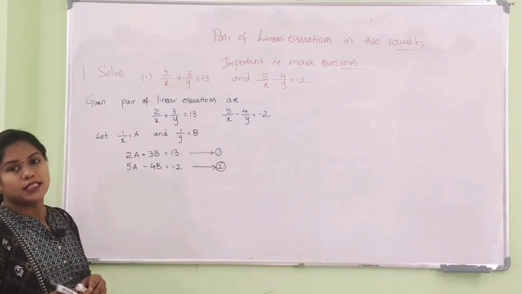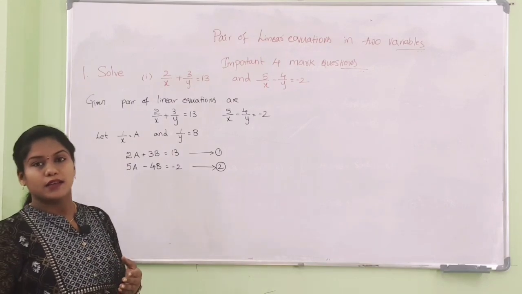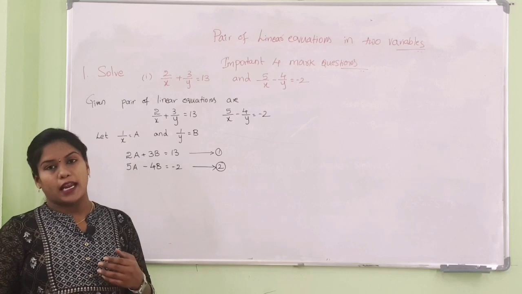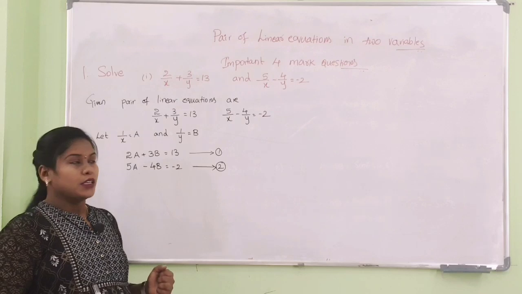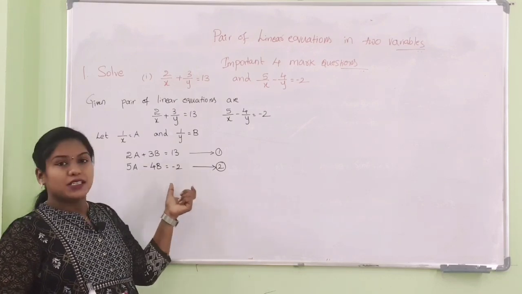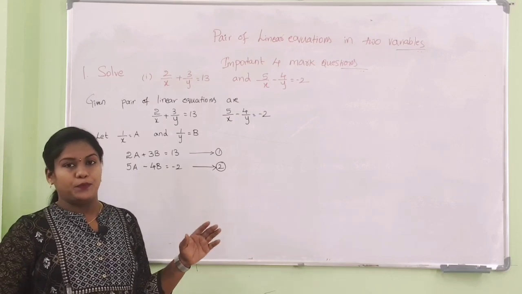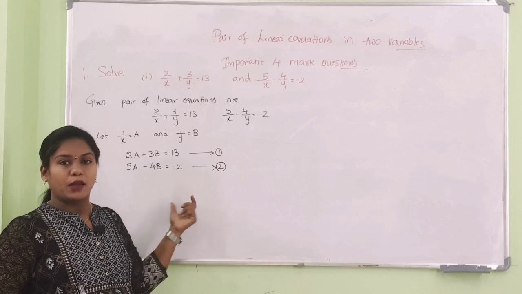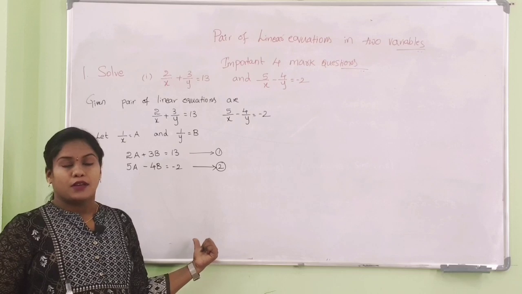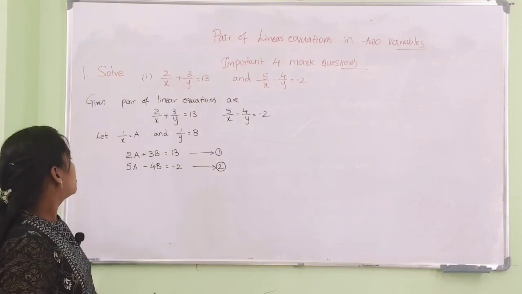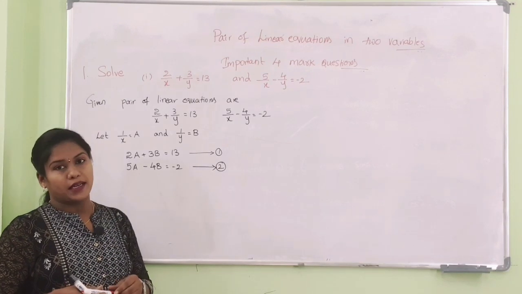Now we have to solve these two equations. We can solve these two equations by using substitution method or elimination method or cross multiplication method. If they mention to solve these equations graphically, then you have to solve the given equation only in graphical method. If they don't mention any method, then according to our convenience we can use the appropriate method. So 2a plus 3b is equal to 13 and 5a minus 4b is equal to minus 2.